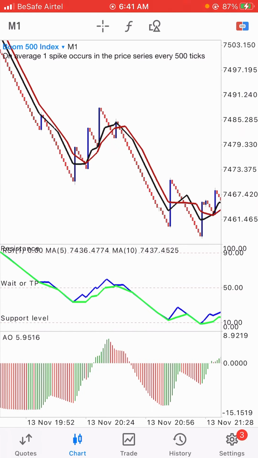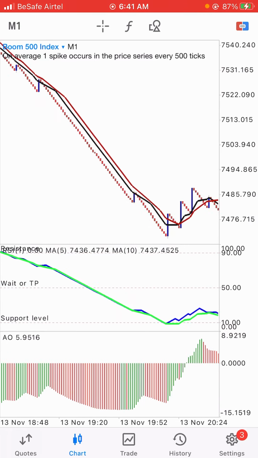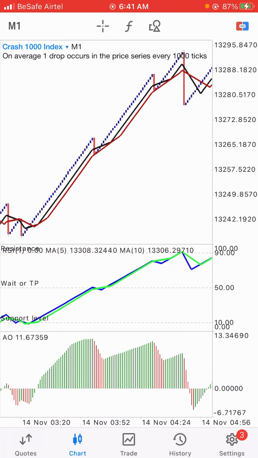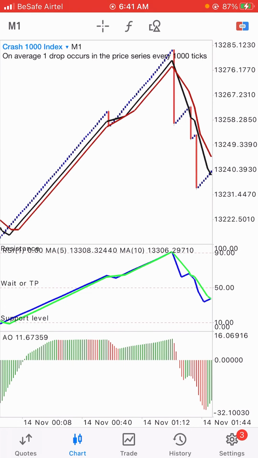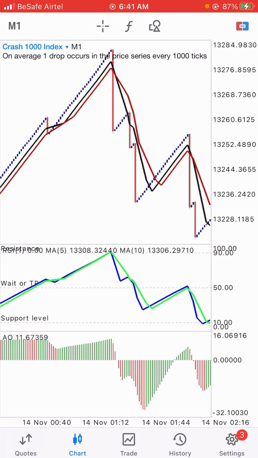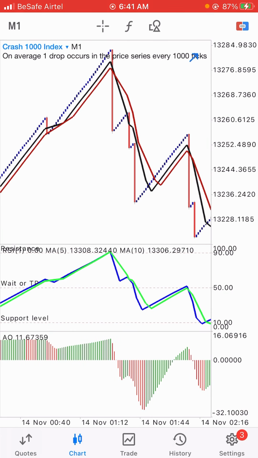Let me show you examples now on Crash. This is Crash 1000. Crash is the opposite of Boom. You get it? This one is very, very simple, I swear, and it's the same process.